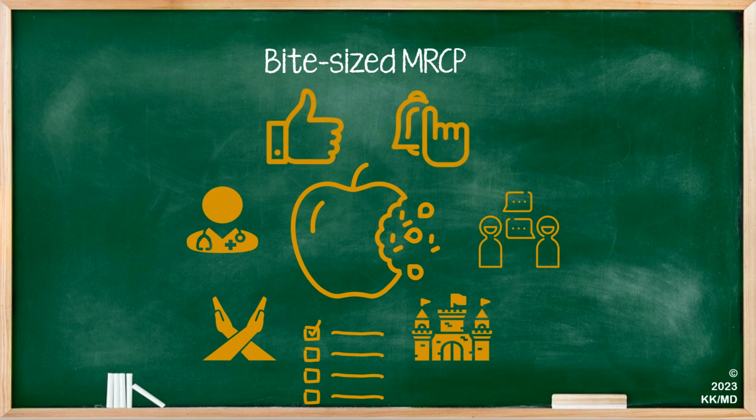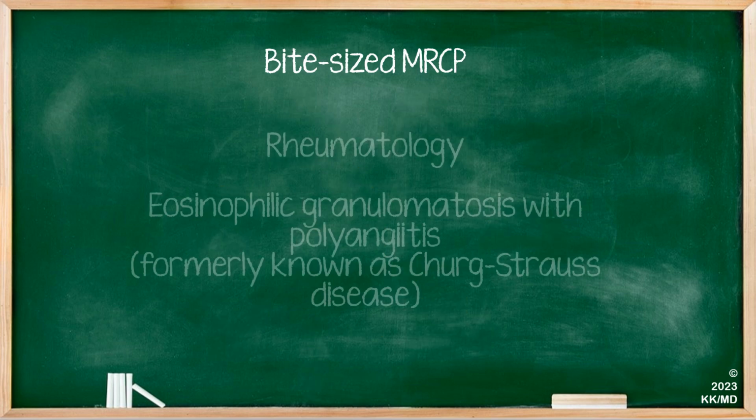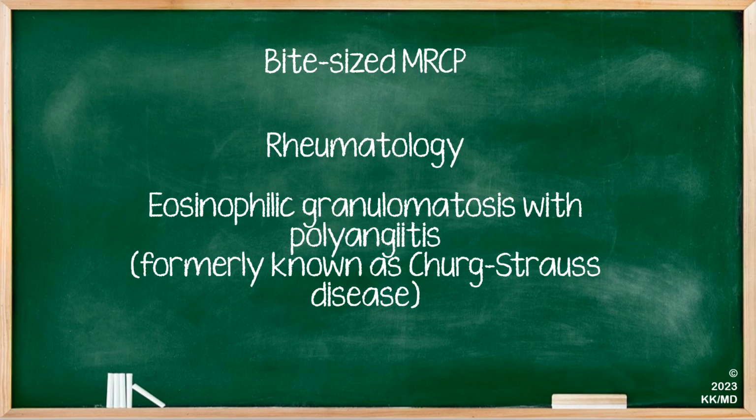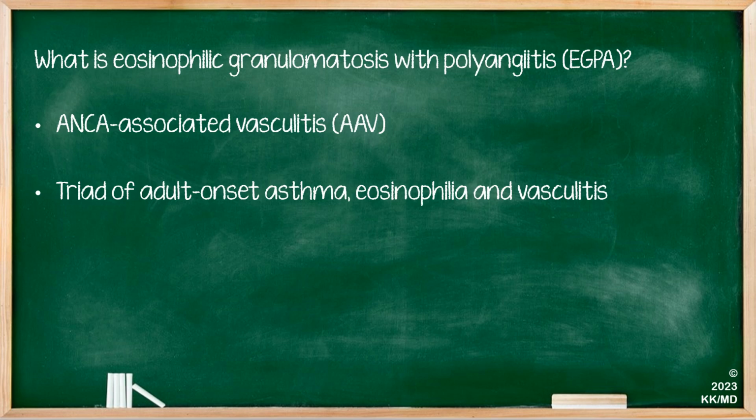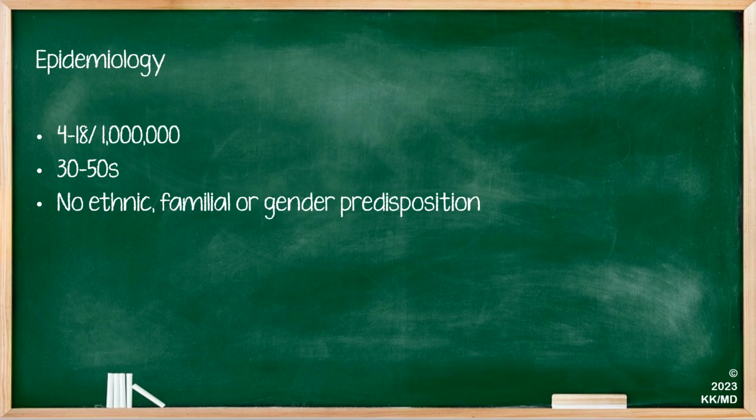Now, without further ado, let's get into today's topic, which is eosinophilic granulomatosis with polyangiitis, formerly known as Churg-Strauss disease. So what is eosinophilic granulomatosis with polyangiitis, or EGPA? This is an ANCA-associated vasculitis, a term which you will be familiar with from our previous video. And this one is a triad of adult onset asthma with eosinophilia and vasculitis. It affects approximately 4 to 18 per 1 million of the population, depending on the studies and the population in which studies have been conducted.